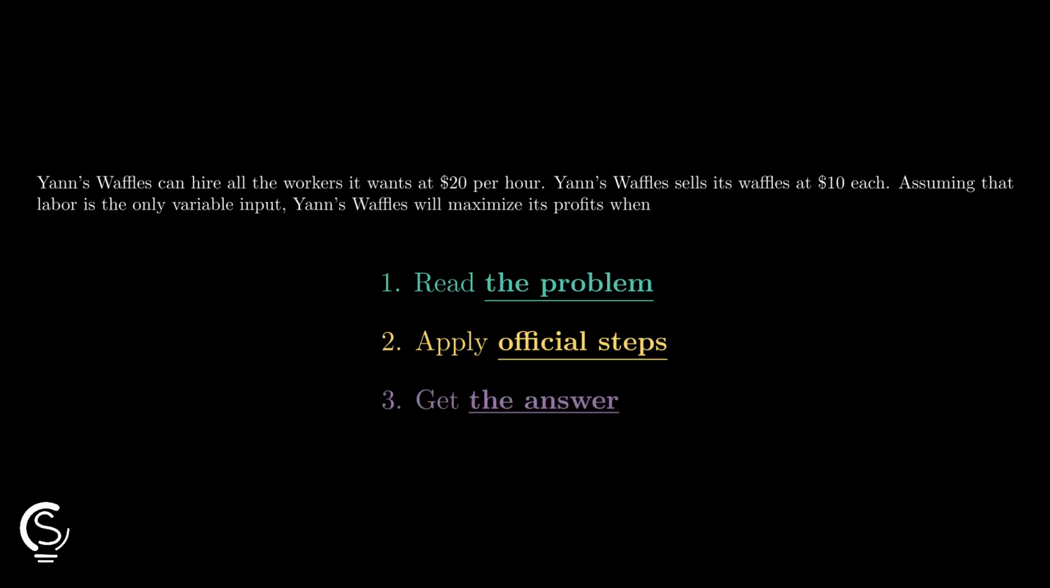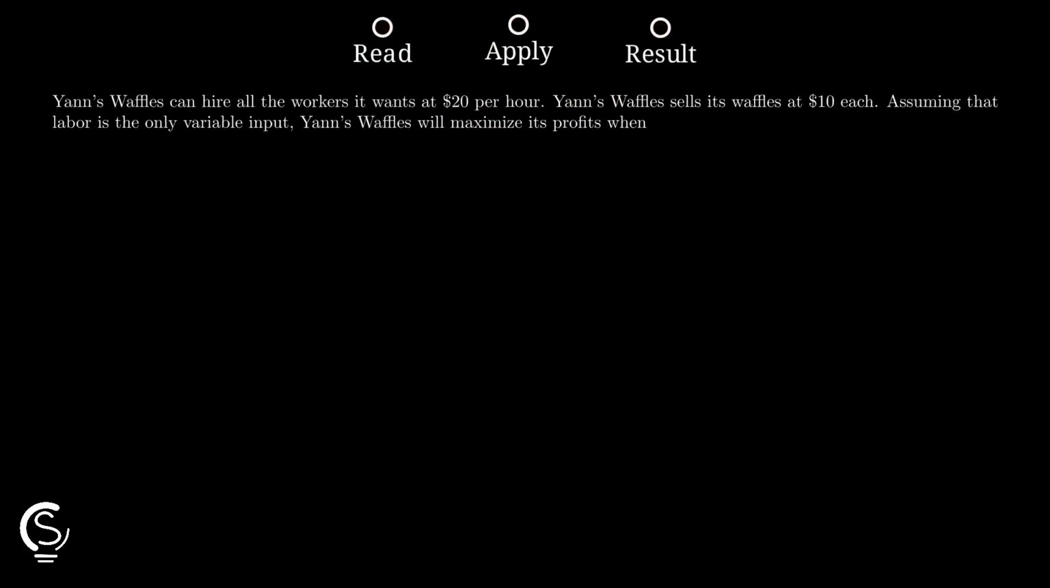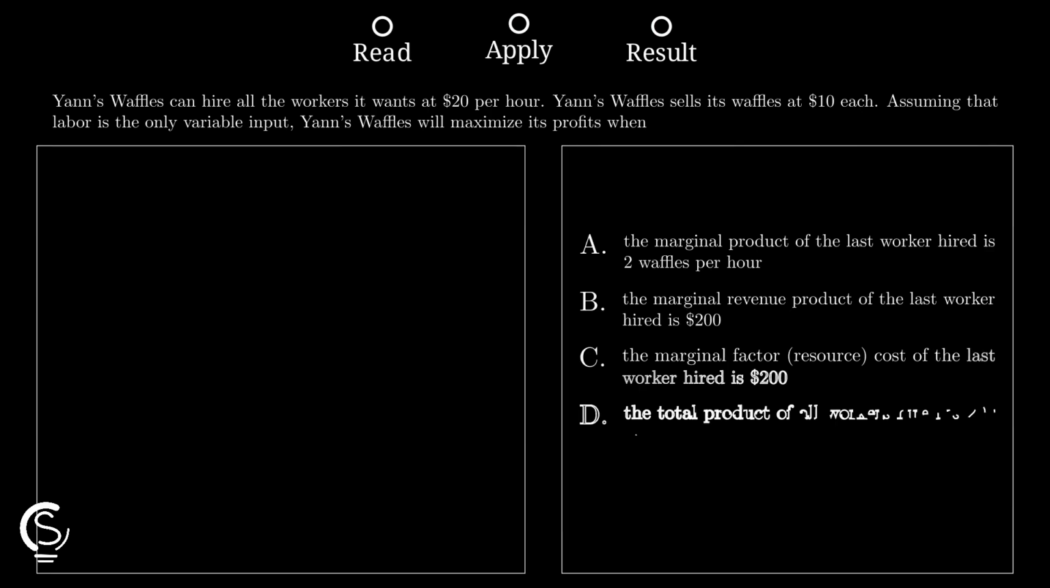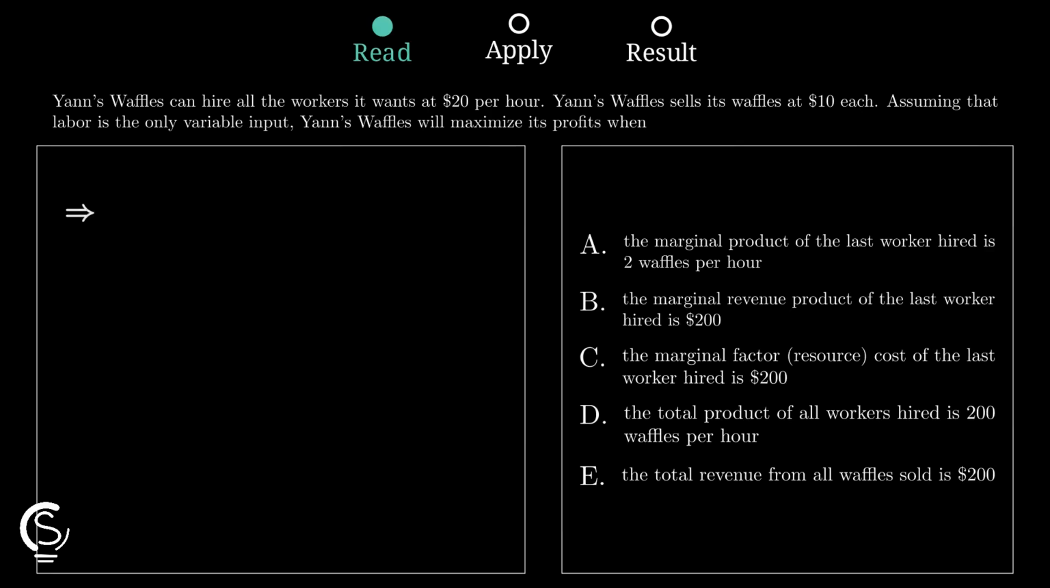Profit maximization for Yan's waffles is simple. We must find the optimal hiring point for these workers right now. First, remember that a firm maximizes profit when the marginal revenue product equals the marginal factor cost. Here, the cost to hire one more worker is exactly $20 per hour.